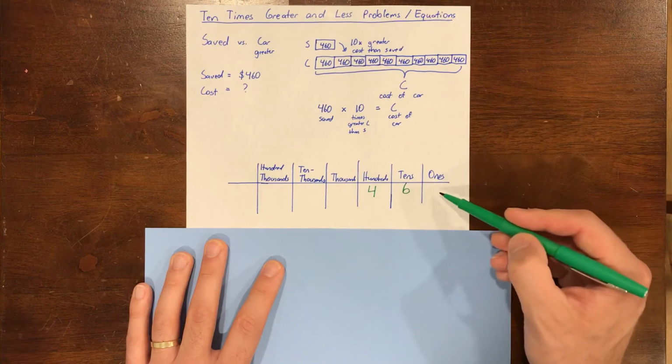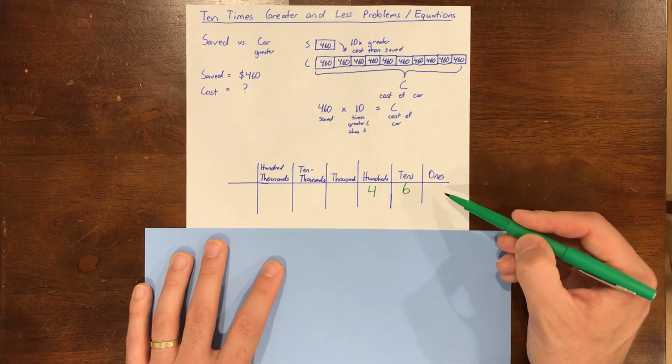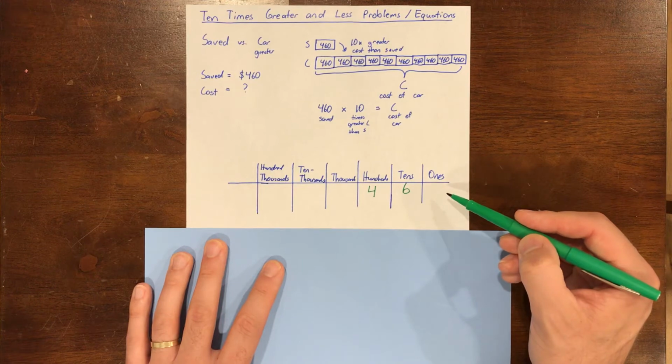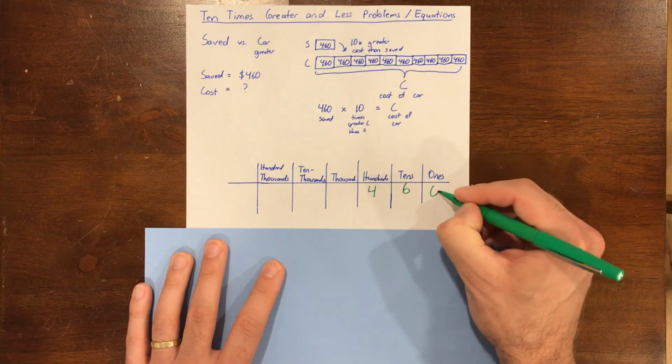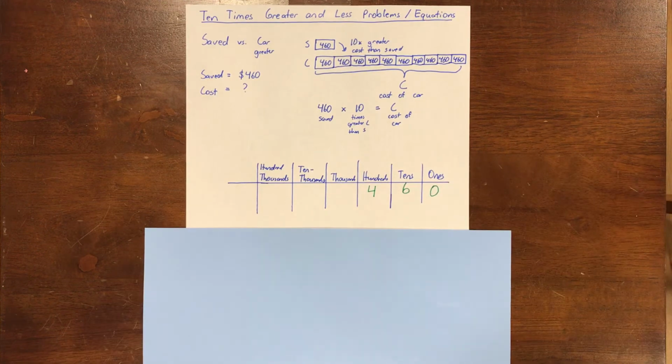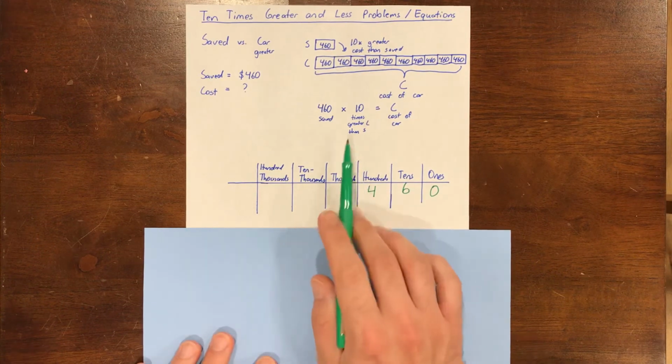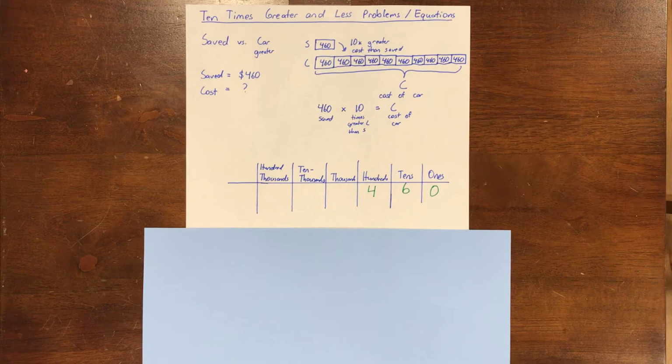What should I put in the ones place, and why? Say it out loud. Yeah, a 0 because it doesn't have any $1 bills. So from the problem, we know the car costs 10 times as much as what he currently has. How could I show that on the place value chart? Say it out loud. Oh, I could draw an arrow and put times 10 for each digit.